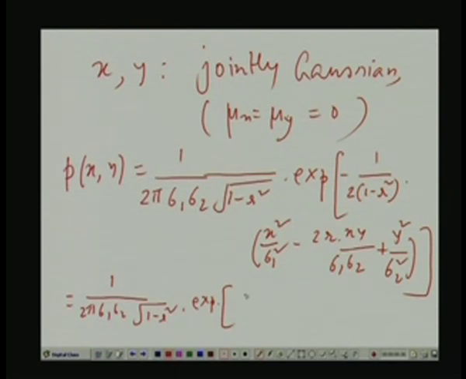In one case, we have got x by sigma 1 minus r y by sigma 2 whole square. This I can even write as r y sigma 1 by sigma 2, the whole thing divided by sigma 1, whole square. In fact, I have to put this term also.